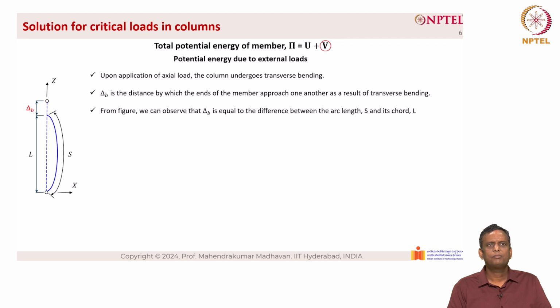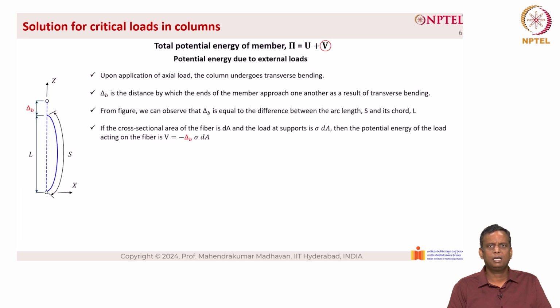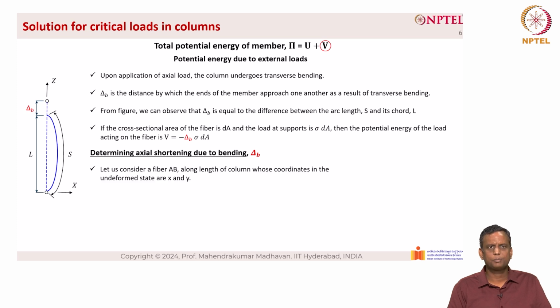And as shown in the figure on the left hand side, delta B represents the actual shortening of the column. From the figure, we can observe that delta B is equal to the difference between the arc length S and its chord length L. So if the cross-sectional area of the fiber is dA, and the load at supports is sigma into dA, then the potential energy of the load acting on the fiber is given as minus delta B into sigma into dA.